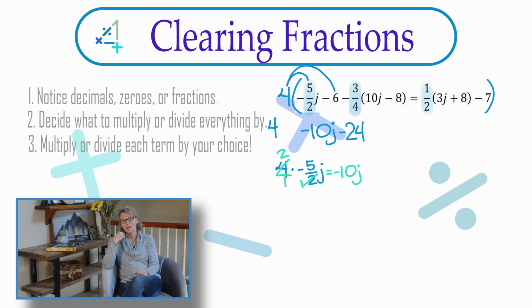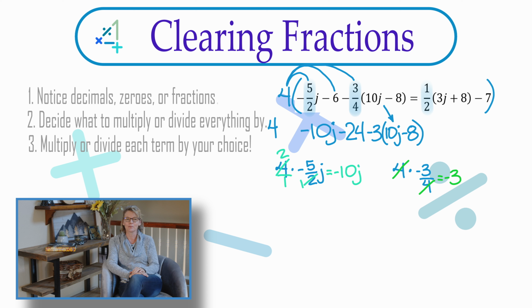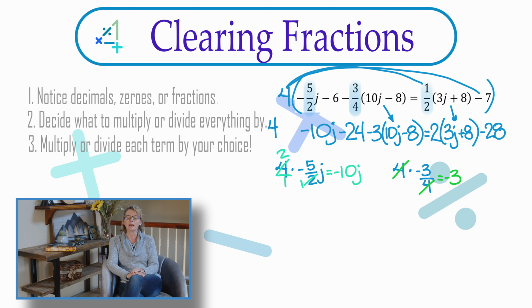Take this next one. The term is this long mess, negative 3/4 times 10j minus 8. Very important. Only multiply by the outside of the parentheses. So 4 times negative 3/4. The 4's cancel out, so I have a negative 3 in front. Keep the parentheses the same. Other side of the equal sign. 4 times 1/2 is 2, so we have 2 times 3j plus 8. Then 4 times negative 7 is negative 28.